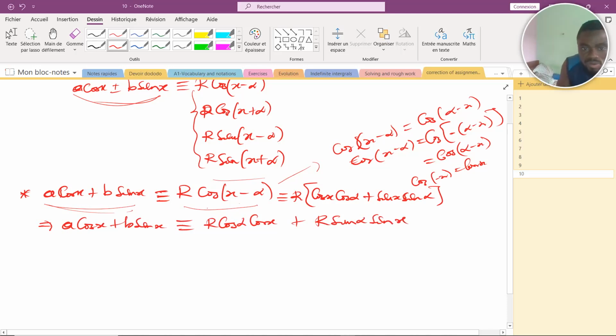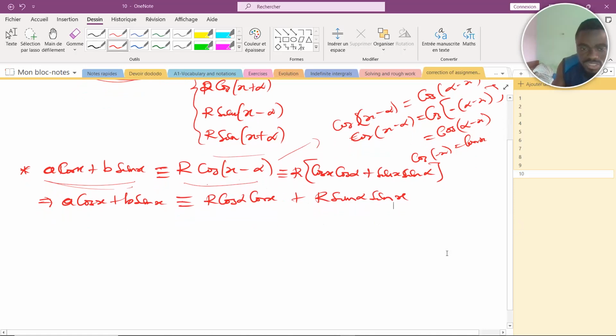What do you notice about these expressions? You notice that there is cos x here and cos x here, and sine x here and sine x here. So for this expression to be equal to this expression, what do we need to have? Firstly, r must be equal to the square root of a square plus b square. You take every number with its sign. So let's assume here our a was positive, so we have a square plus b square. Is that okay?